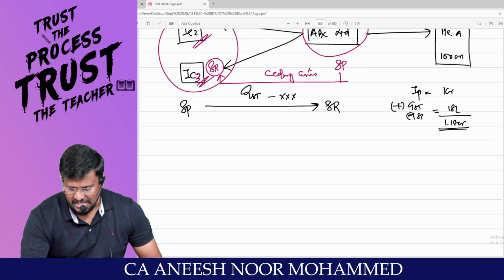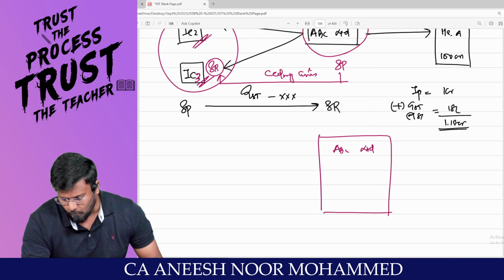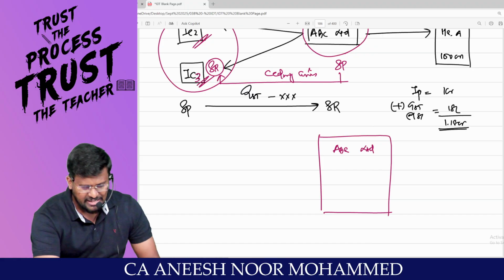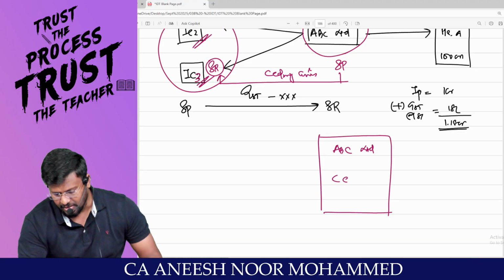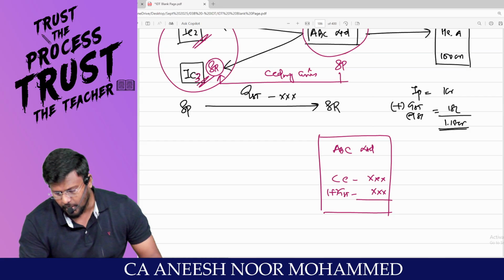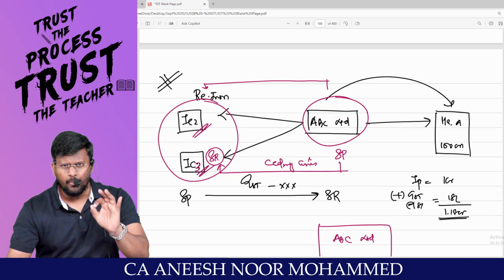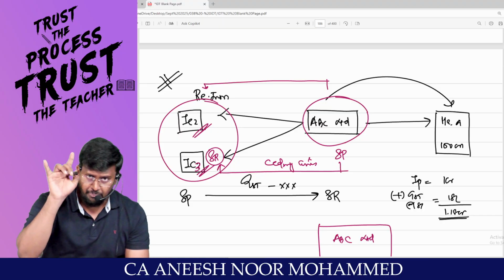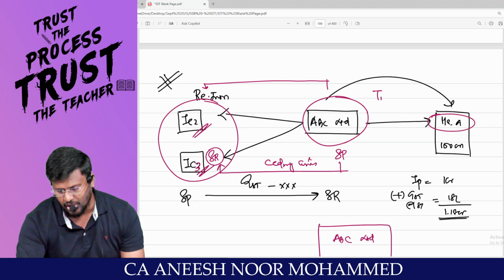Since the service provider is ABC Limited, it has to raise an invoice. What should be in the invoice? Ceding commission will be there, and GST will be there, my dear lovable students. So generally, the main service is provided by ABC Limited to Mr. A. I hope that this is transaction number 1.